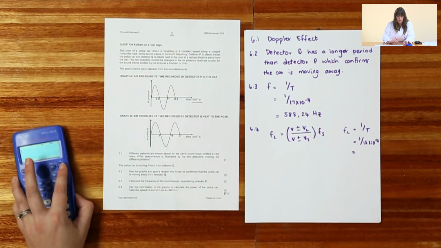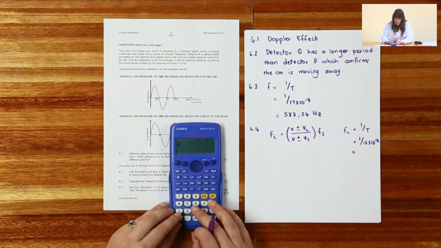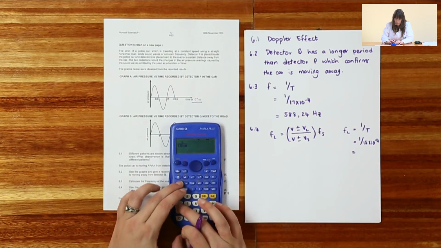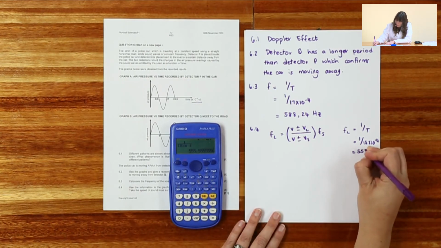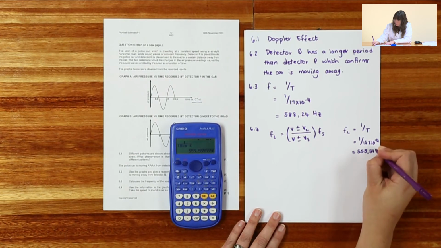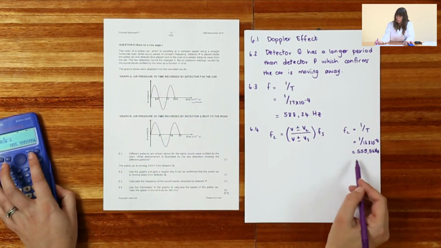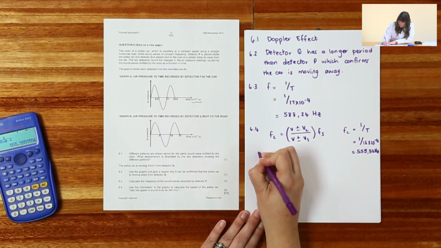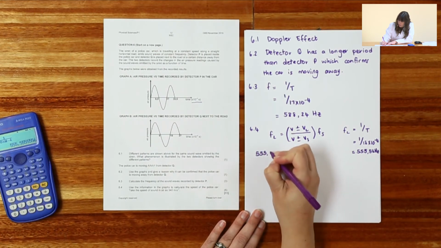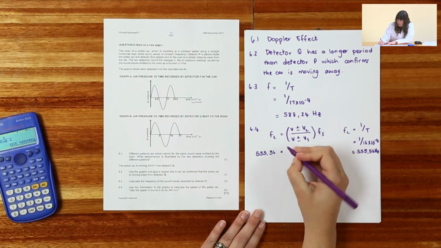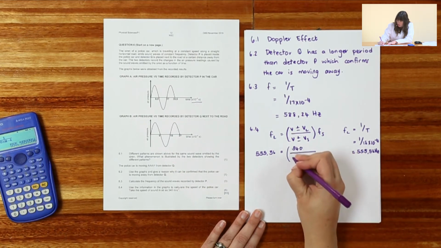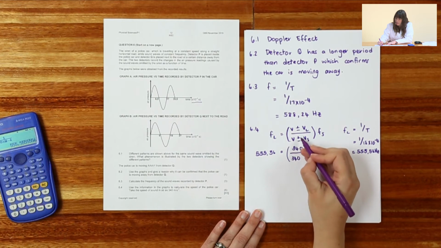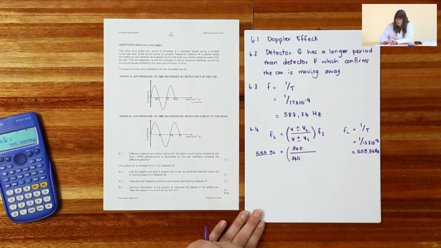And so our frequency there, let's say 1 over 18 times 10 to the negative 4. And so we get 555.56 Hertz. We can then sub that in here. So we've got 555.56 is equal to the velocity of sound, which is 340. We said the listener is stationary, so that falls away. Over 340. Now we need to decide if it's plus or minus the velocity of the source.